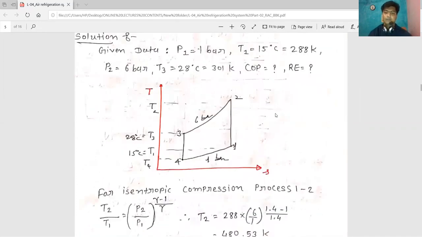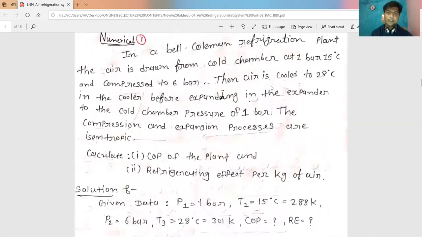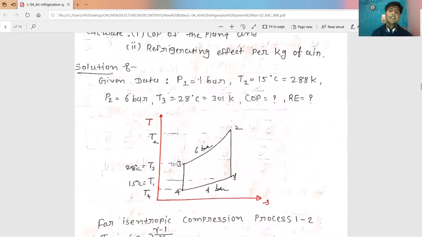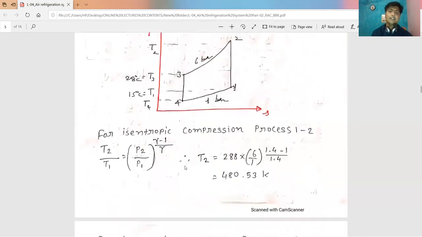First of all, before we calculate the answers for the solution, we draw the TS diagram. The value of T1 is given as 15 degrees. T2 we calculate using the isentropic compression process formula, and for 2 to 3, T3 is also given after the cooler. After the cooler the temperature is 28 degrees. The air is cooled to 28 degrees in the cooler before expanding. This T3 is 28 degrees.